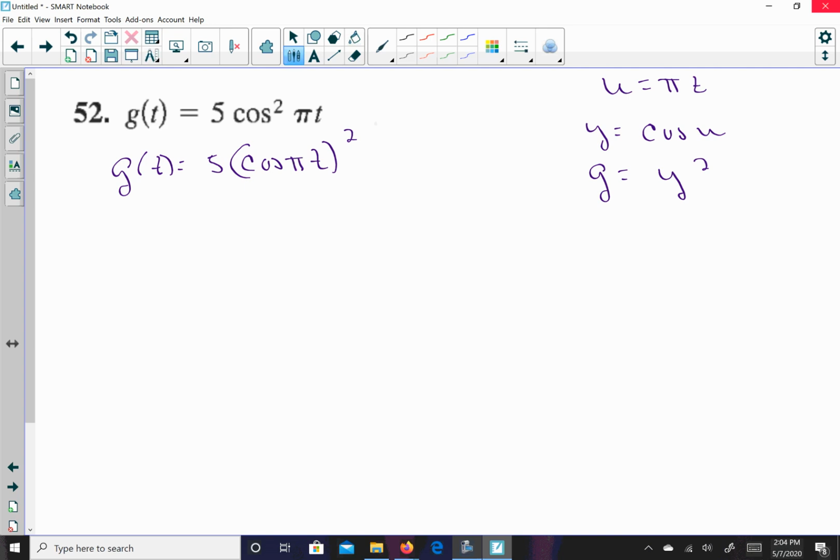So I'm going to do the chain rule from the outer to the inner. This 5, just coming along for the ride, is going to stay outside the entire time.